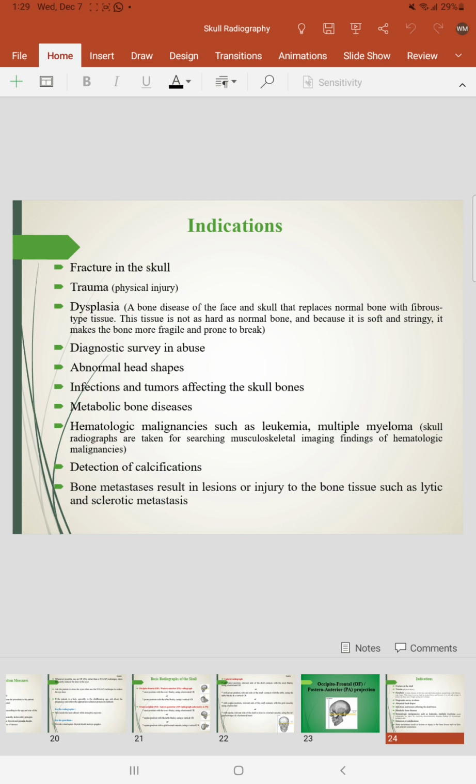It means skull radiographs are taken to search for musculoskeletal imaging findings of hematologic malignancies. Then detection of calcifications. Bone metastasis results in lesion or injury to the bone tissue such as lytic and sclerotic metastasis.